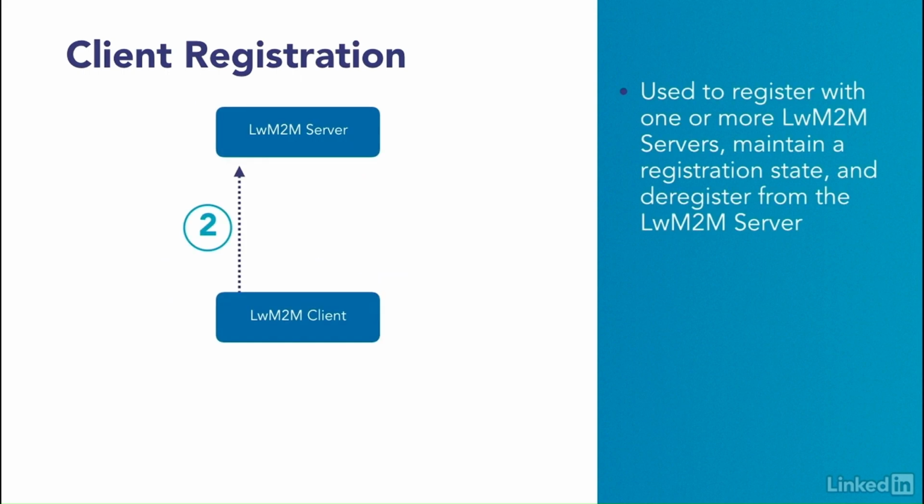The client registration interface is used to register with 1 or more lightweight M2M servers, remotely access and manage the client, and deregister from the server. Therefore, there are 3 corresponding operations associated with the registration interface. They are the register operation, update operation, and deregister operation.